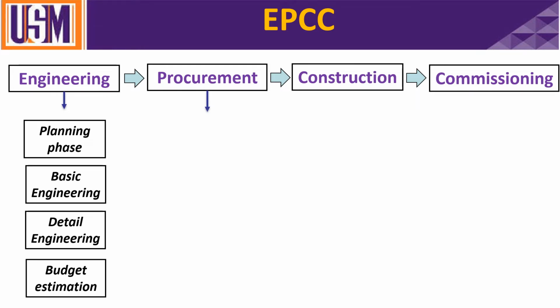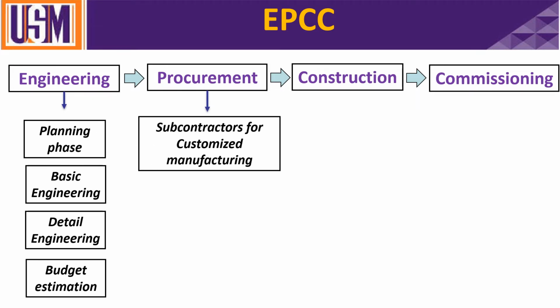Then for the procurement, you have the subcontractor for custom manufacturing pieces. There are two types of parts. Some are off the shelf, some are custom. So you need to start to find who can do that for you.